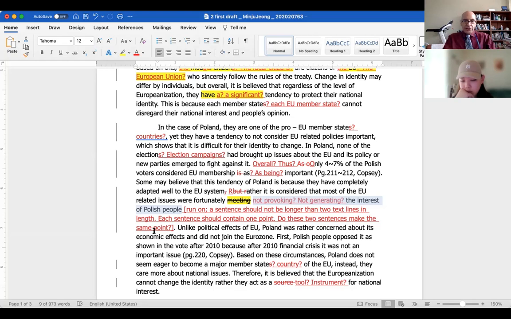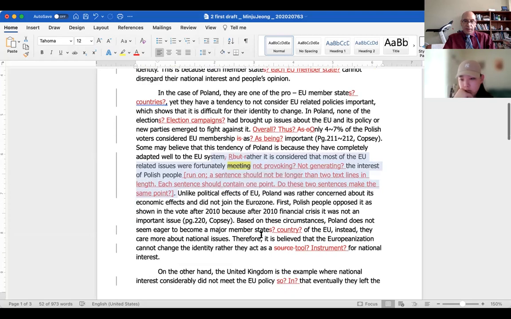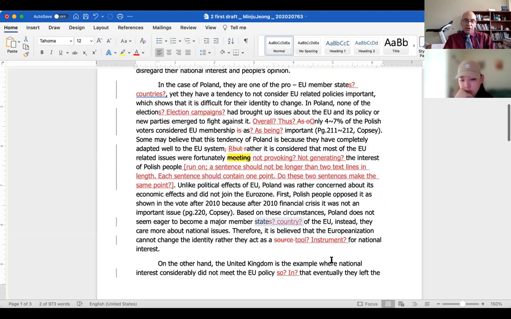So I say, okay, you should divide up long sentences into two sentences based on member states, countries of the EU. Instead, they care more about national issues. Yeah, that's true. But at the same time, this European system is a way by which to make Poland stronger, more influential in the world, right?